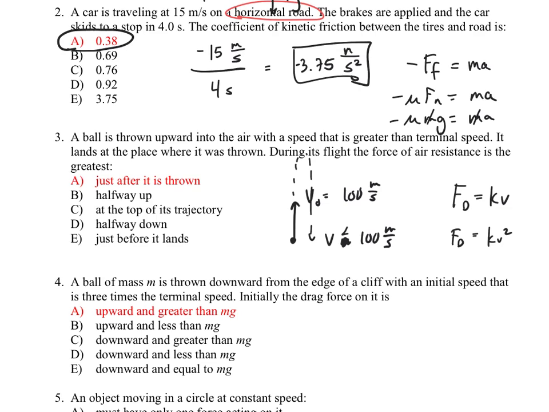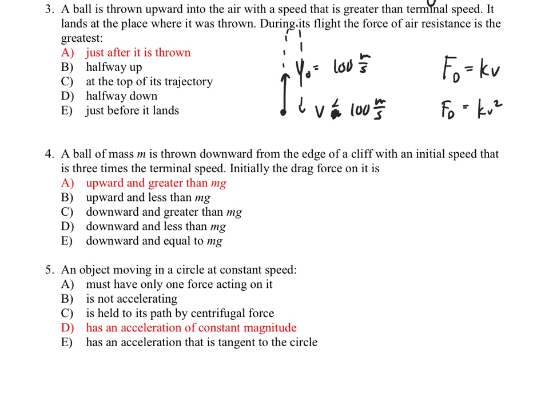Number 4 is very similar to 3. A ball of mass m is thrown downward from the edge of the cliff with an initial speed that is 3 times the terminal speed. So again, what's happening? You're throwing it down with a speed faster than it can actually achieve on its own. So what's happening as it goes down? It's going to start to slow down. The object has to slow down.